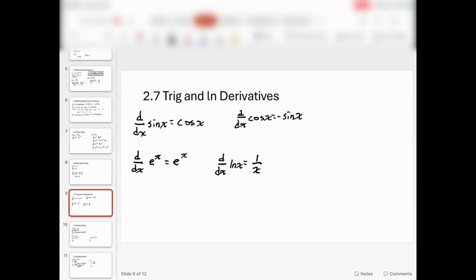So now let's look at some trig. So we have the derivative of sine x is cosine x. And then the derivative of cosine x is negative sine x. And then we have the derivative of e to the x is just e to the x. Meanwhile, the derivative of ln x is 1 over x. Now these need to be memorized for the AP exam.